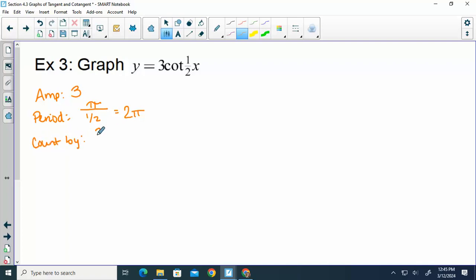So count by, period divided by 4, pi over 2. Interval. What interval do we use for cotangent? Oh, the opposite of tangent. We could start at 0 and then pi for cotangent. 0 to pi. Then if we multiply by 2, we get 0 less than or equal to x less than or equal to 2 pi.